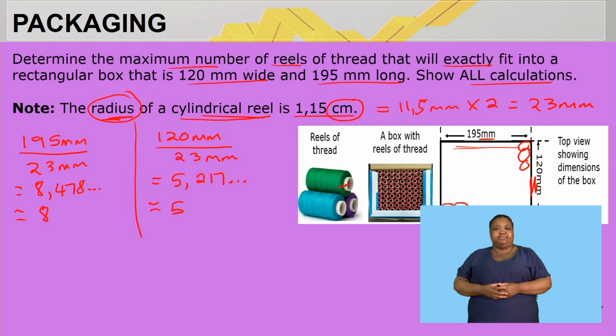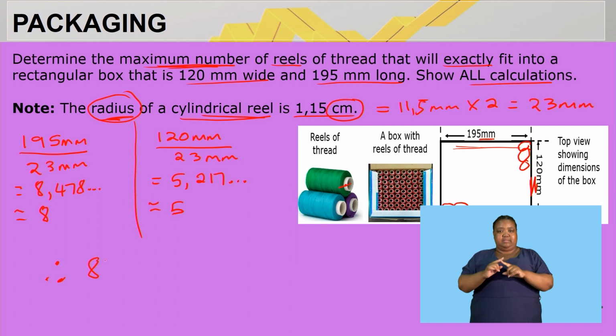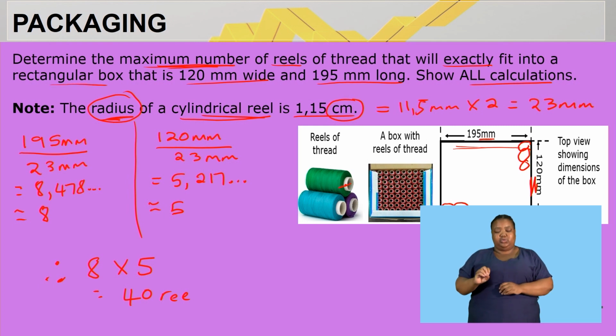So in the end now, to determine the maximum number of reels, I'll take my 8 and I multiply that by 5. Just to double check, 8 times 5, we all know, will give us an answer of 40. So therefore, what is the maximum number of reels that can fit into this rectangular box? That will be 40 reels in total.